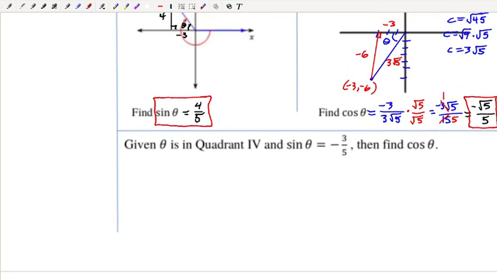So let's take a look at another way they could give you the same type of question. So now they're saying, given that theta is in quadrant 4, and they're giving you the sine ratio, and they want you to find the cosine ratio. So let's draw ourselves a little picture. Here's my x and y axis. I know theta is in quadrant 4 down here. This is where I'm aiming. And just to start out with, I'm just going to sketch that in there.